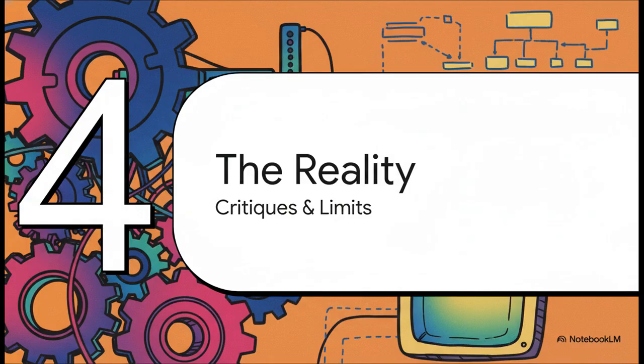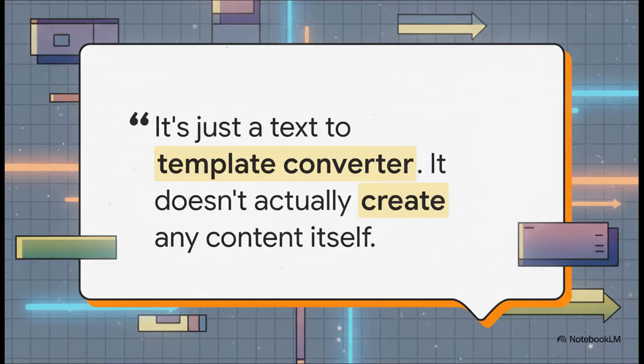But of course, no tool is perfect. So to get the full picture, we've got to look at the reality of using Napkin AI, and that includes its limits and what some users are saying about it. This quote from a Reddit user really gets to the heart of the main criticism. The idea is that this isn't true creative AI, but more like a really smart system that's just mapping your text onto a library of templates it already has. And understanding that is, well, it's key to understanding where it falls short.